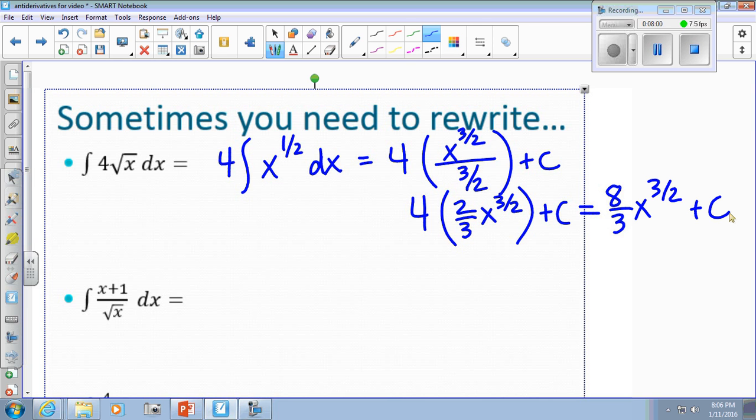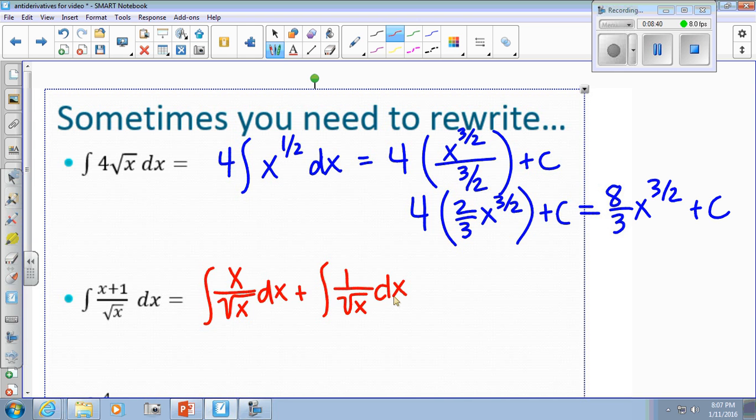So we had to do a little bit of rewriting before we could actually work the problem. Okay, same thing on this second example here. I've got 2 terms in the numerator, I've got 1 in the denominator. I do not know a quotient rule for antiderivatives. So we're going to rewrite this by splitting it up into 2 different integrals. So we're going to take the first term, the x divided by square root of x, and then we're going to do the integral of 1 divided by the square root of x. When your denominator is a single term, you can split it this way.